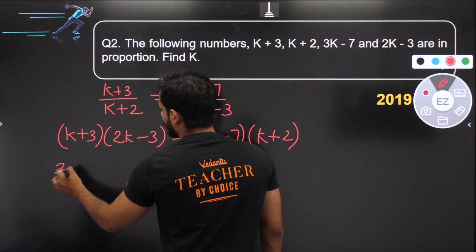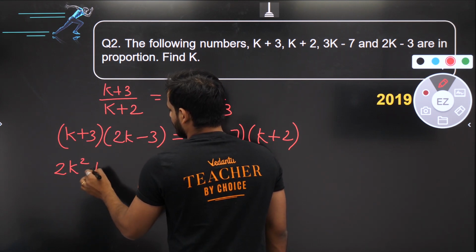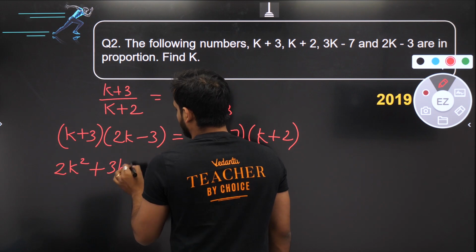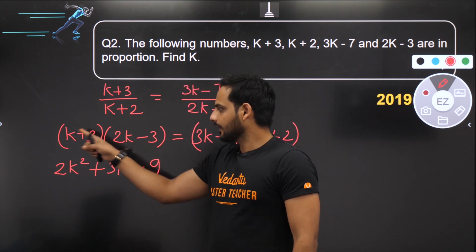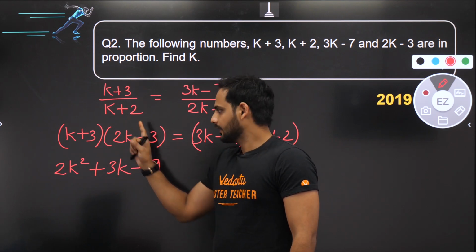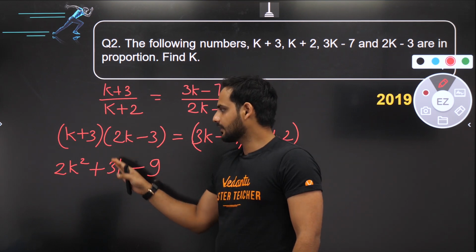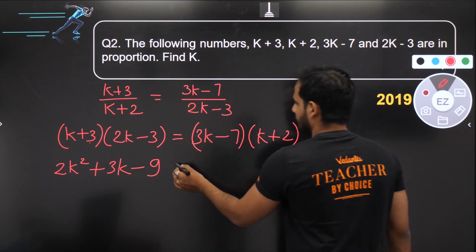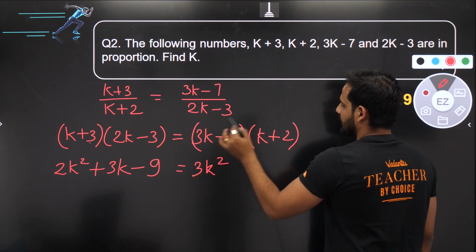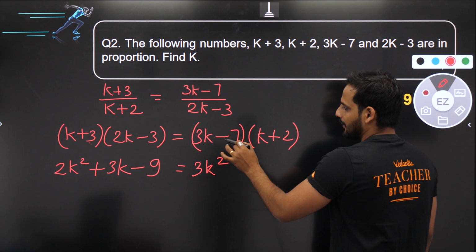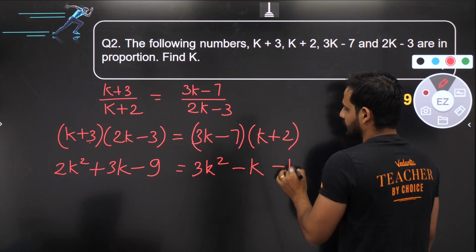Multiply this, you'll be getting 2k square minus 3k plus 6k minus 9. Multiplication of these two we have done. k into 2k is 2k square, k into minus 3 is minus 3k, then 3 into 2k is plus 6k. So minus 3k plus 6k is plus 3k, and 3 into minus 3 is minus 9. Similarly here we'll be getting 3k into k is 3k square, 3k into 2 is plus 6k, minus 7k. So plus 6k minus 7k is minus k, minus 14.